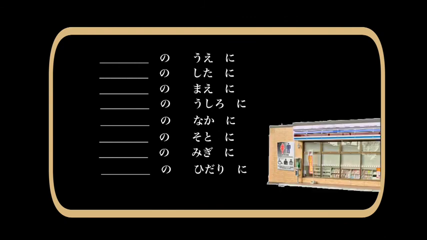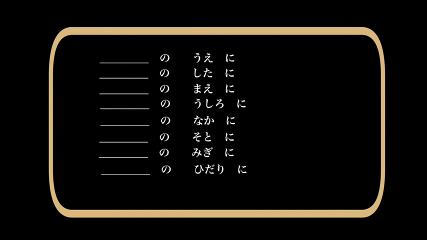Hidari means the left. Konbini no hidari ni, on the left-hand side of the convenience store. Konbini no hidari ni toire ga arimasu. And Japanese use the Western version of the word toire for a public toilet. So you can put locations and places simply by using those positions as explained in the sentences.